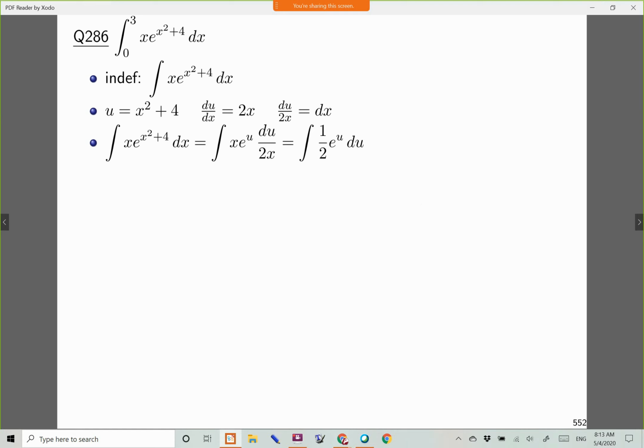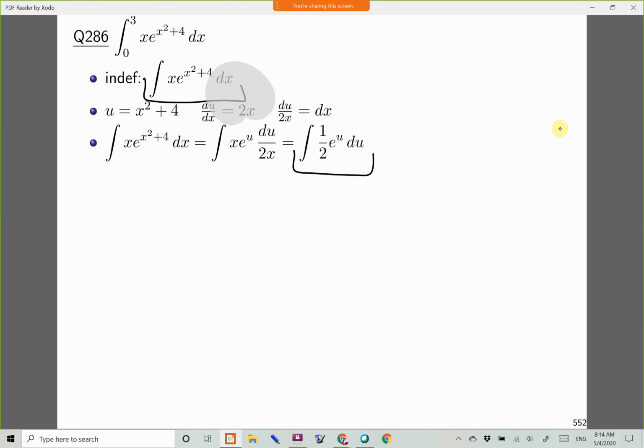So having canceled that, we have the integral of 1/2 e to the u du. This is good, right? Now this integral doesn't have a mix of two different variables. It only has u's. So I think this is a nicer integral than the original indefinite integral. We're down to one variable, and it's a much nicer one-variable integral than this one is.